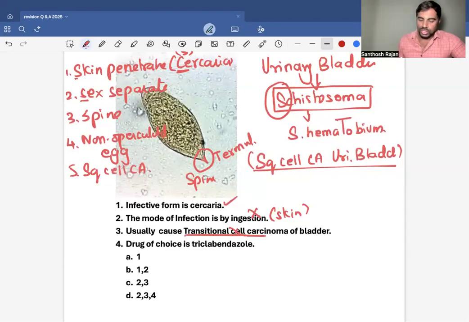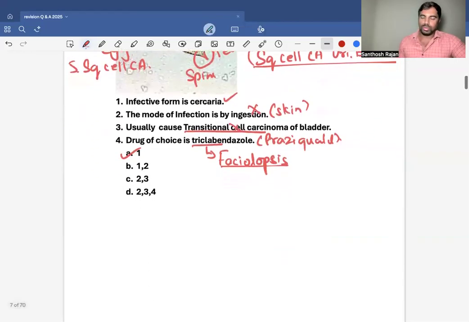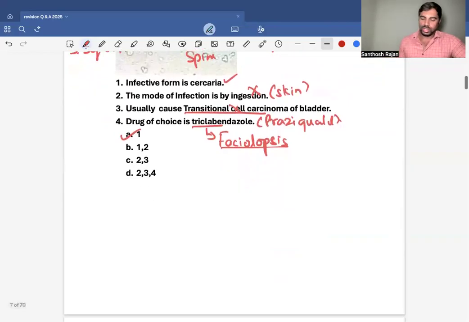Then, drug of choice is triclabendazole? No. Triclabendazole we usually give only for Fasciola hepatica. Remember like that, I told you: triclabendazole for Fasciola. Here it is usually praziquantel only, which is common for all these things. So it looks like only the first option, A, is correct. Rest all are wrong. This is the important one: triclabendazole for Fasciola, and praziquantel you give for most of the trematodes and cestodes.